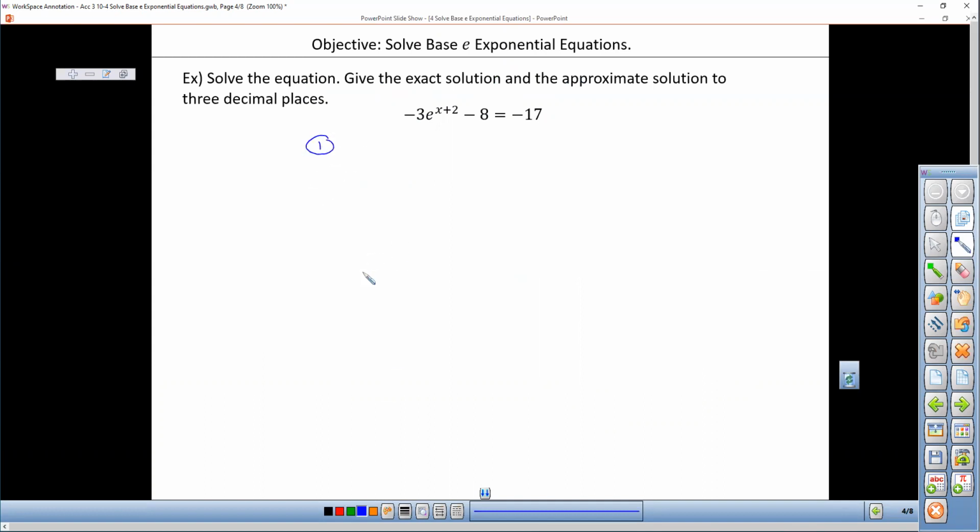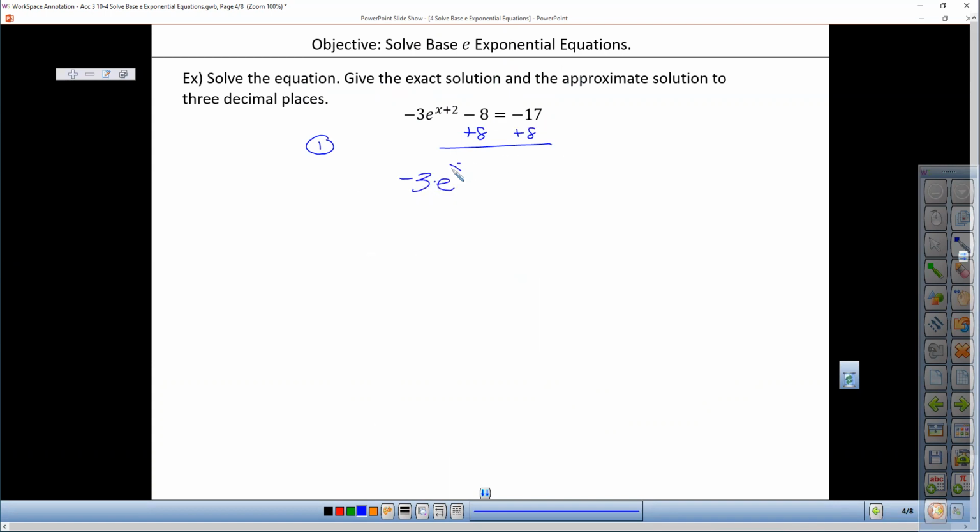And I'm going to use my undoing algebra, which is in the reverse order of operations, to create that. So I have to undo this subtraction first, adding 8 to both sides. So I have negative 3 times e to the power of x plus 2, and this is equal to negative 9. Watch your signs. Then I have to undo this multiplication, because again, my exponent of x plus 2 has a base of e. The negative 3 is not part of that, so I have to undo that.